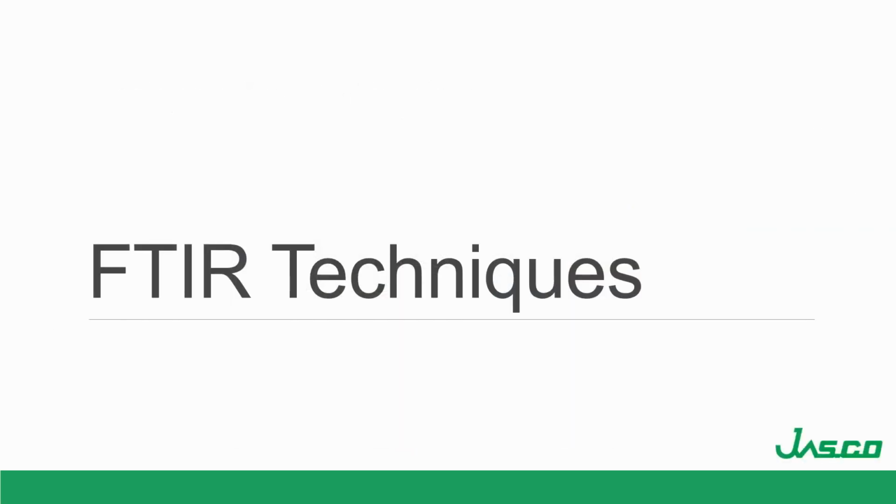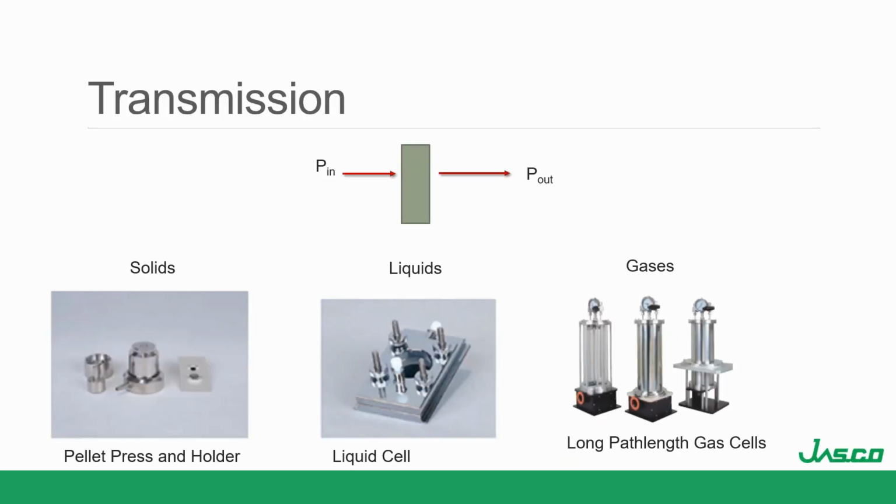All right, so let's talk about some techniques. The first one is the simplest to think about, and it's transmission. So the light hits the sample, is attenuated by the sample, and then the light comes out. So PN is going to be greater than PO. You can do solids, liquids, and gases with transmission. So this is a pellet holder. This is a die. This is what you use to create pellets, and that's a pellet holder. This is a liquid cell, and these are long path length gas cells.